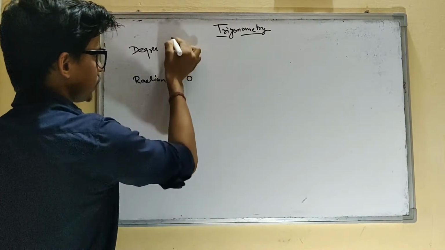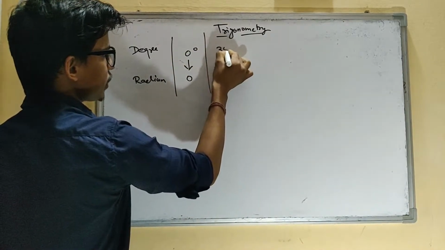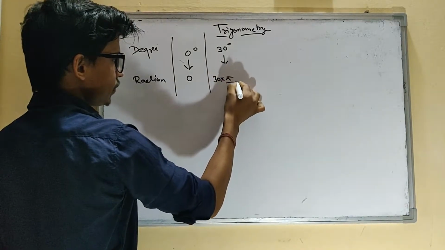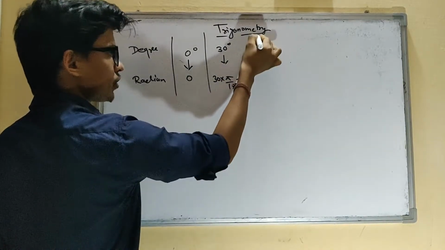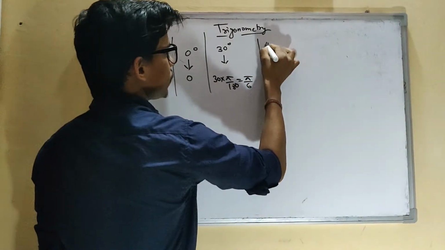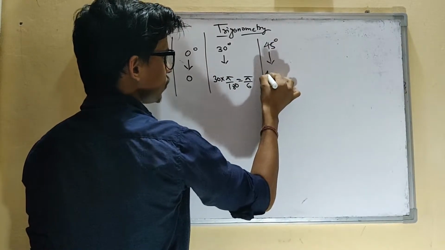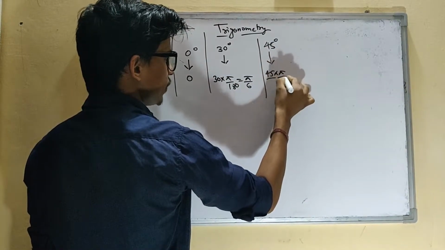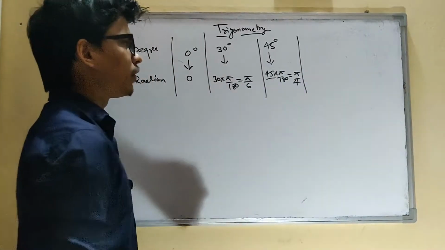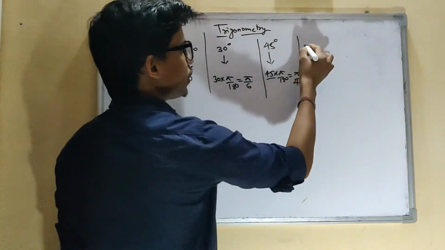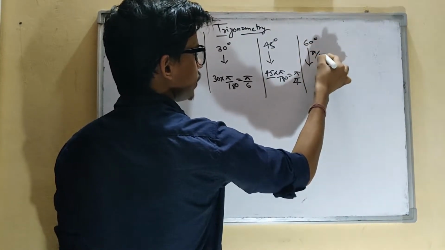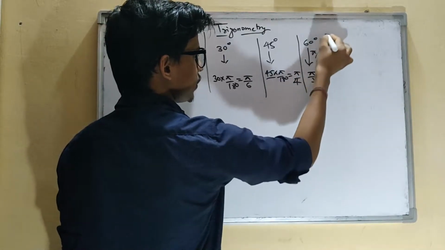So this will be 0, right? Next is 30 degree. If 30 degree is multiplied with pi by 180, it will become pi by 6. So 30 degree is pi by 6 in radian. Okay. So 45 degree. When 45 is multiplied with pi by 180, it will be pi by 4. So 45 degree is this. Now 60 degree. 60 degree when multiplied with pi by 180, it will become pi by 3.